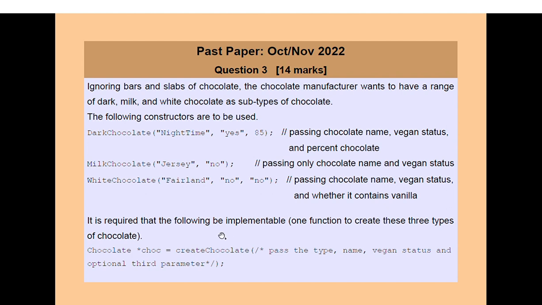And then it goes on to say that it is required that the following be implemented. One function to create these three types of chocolate. You will recognize that this is the create chocolate method from your factory method design pattern. So you've got to pass the type, then the name, the vegan status, and then the optional third parameter. Remember that optional third parameter can either not exist, or it can be an integer, or it can be a string. So you've got to allow for those three possibilities.